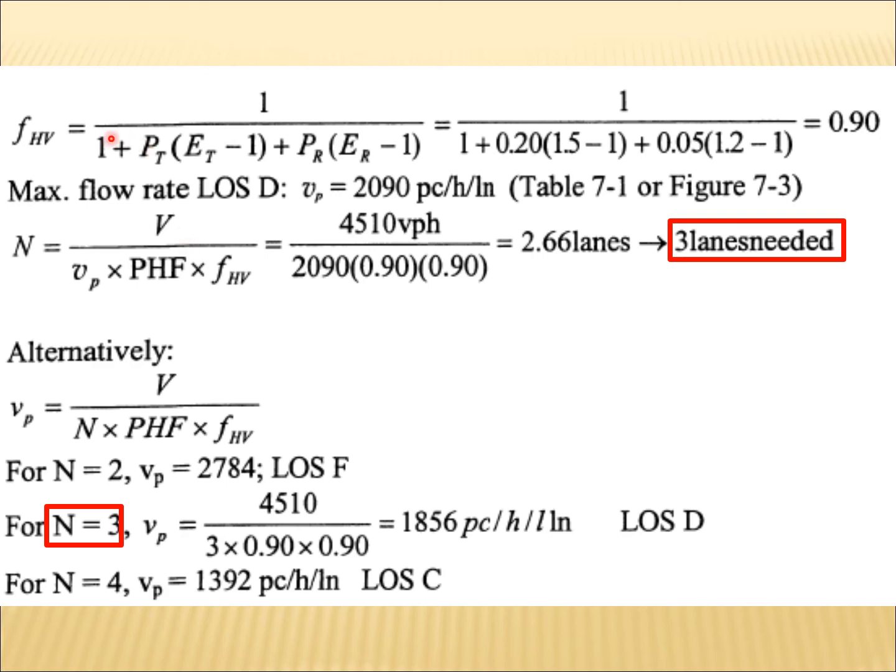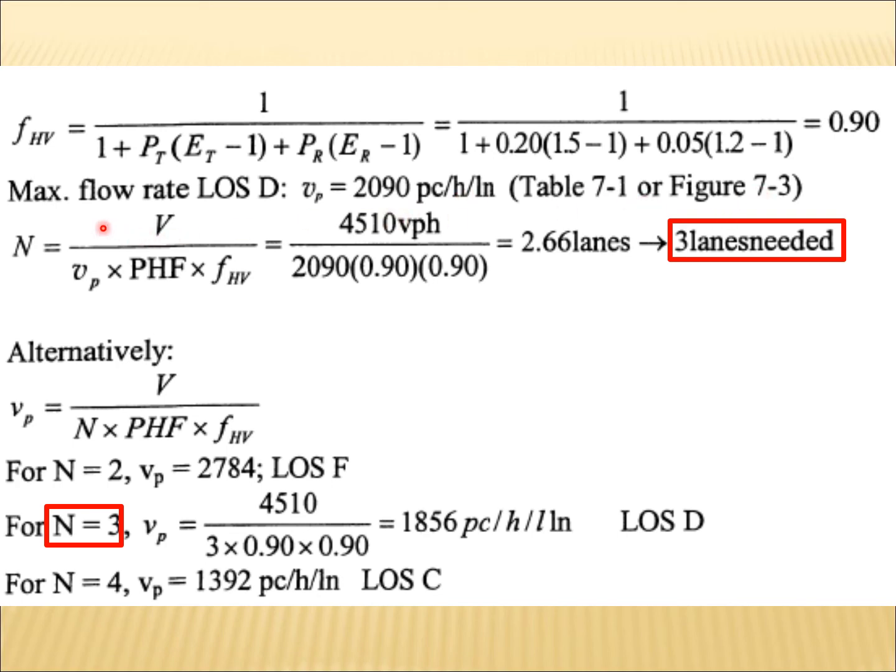Now here look at that F sub HV, that is the heavy vehicle adjustment factor. This is the formula for that. So just plug in the values, and we are getting the answer 0.90. So maximum flow rate at level of service D, that is V sub P, that is 2090 passenger cars per hour per lane, again by consulting figure 7-3.